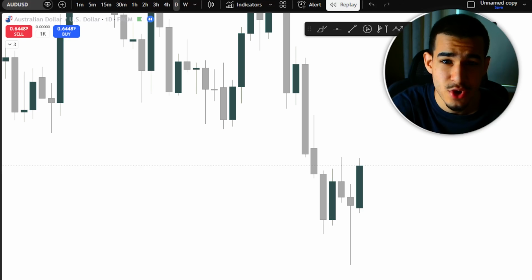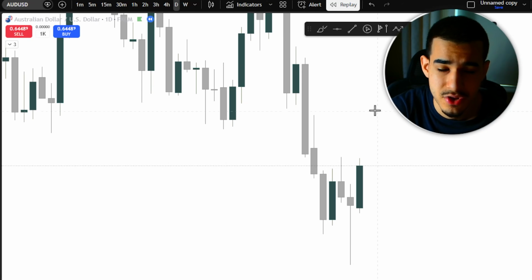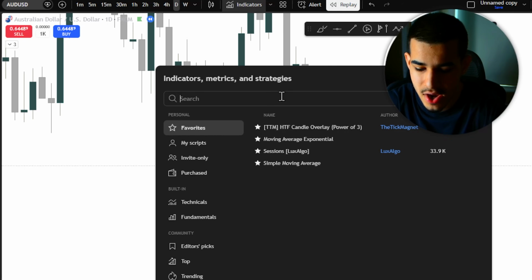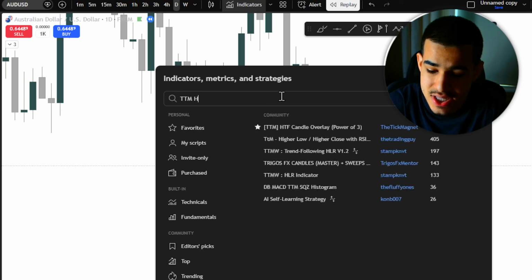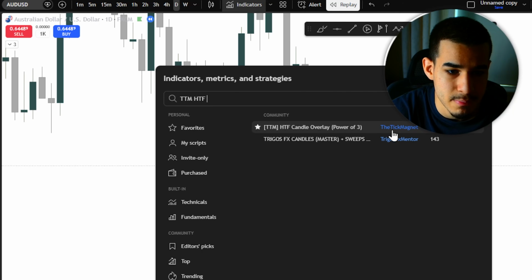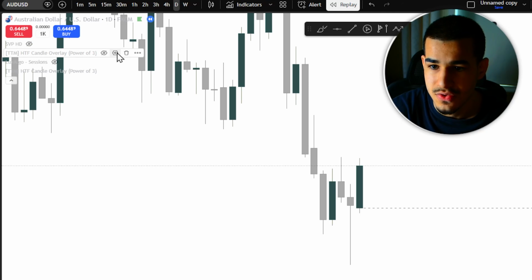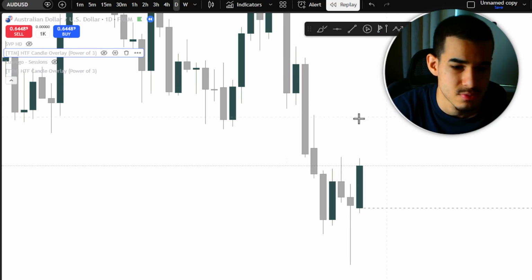Okay, but at the beginning of this video, I promised you that I'll show you an indicator that can help you automatically identify this. So go to the left top corner and go to indicators and write in TTM HTF, and you'll obviously come up here, the Power of 3 by the Tick Magnet. You press on this and you can use these settings right over here. If you want, you can just play around with them.